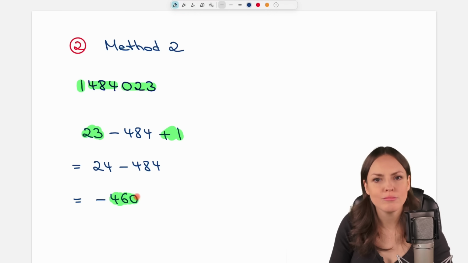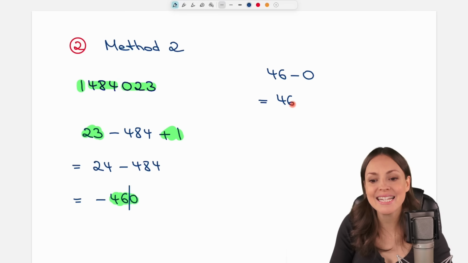So let's use method number 1 again and separate the last digit. We take the 46 and subtract twice this number. So we subtract 0 here, which gives us 46. This number is not divisible by 7, so this number is not, and this number is not.